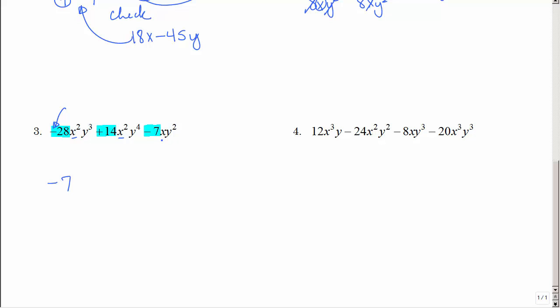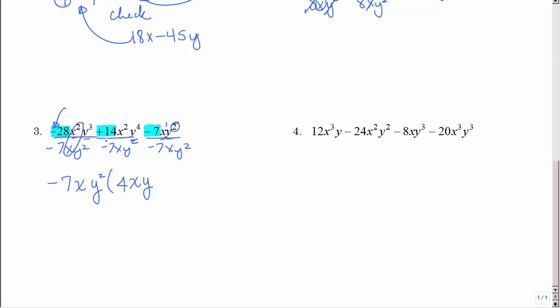Then, do they all have an x? Yes, they do. Smallest exponent is 1. Do they all have a y? Yes, they do. The smallest exponent is a 2. So that's my GCF. So I'm dividing each one of these terms by a negative 7xy squared. So let's divide. A negative 28 divided by a negative 7 is a positive 4. Look at the x's. That would divide out to an x, and the y's would leave me 1y.